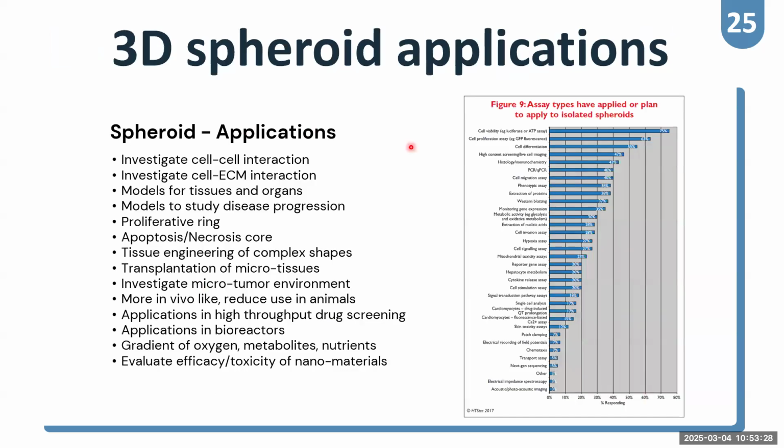Okay, the applications of 3D spheroid: investigate cell-to-cell interaction, used as a model to monitor disease progression, and used to monitor drug testing, something like that. You can read by yourself here.